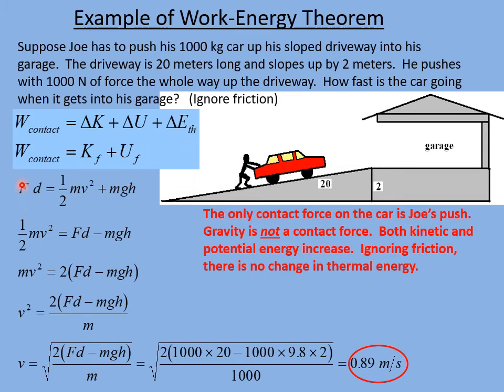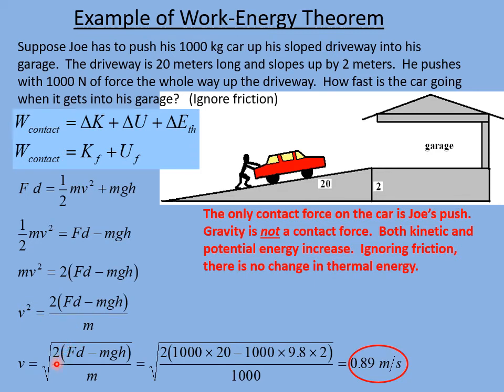Okay, so the work done by Joe's contact force is his force times distance, and that's equal to the final kinetic energy, which is 1/2 mv squared. The final potential energy is mgh. And again, we're going to solve for v. So I put the v with the 1/2 mv squared over here on the left side, and we get force times distance minus mgh. We've solved for v by multiplying by 2, dividing by the mass, and this looks just like what we had before.